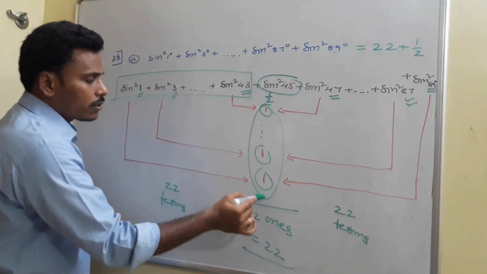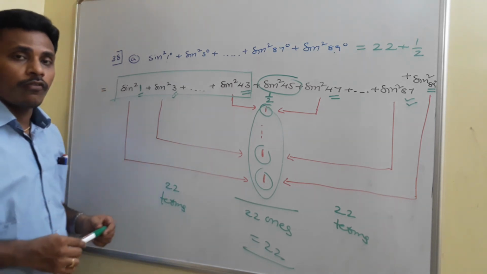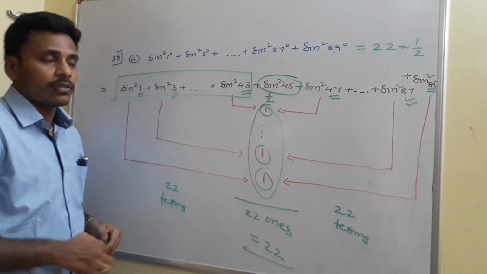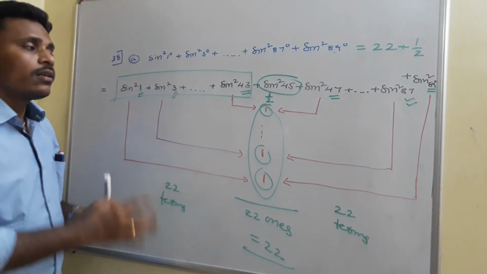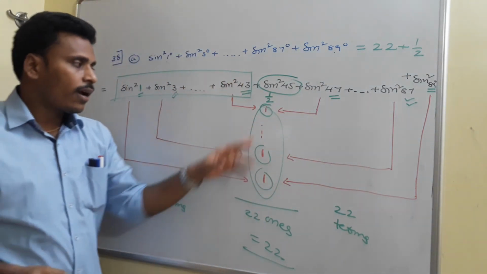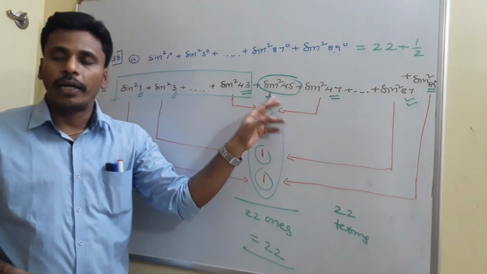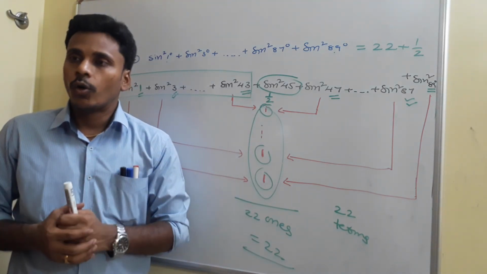So there are many ones. How many ones? To count the number of ones, you need to count the number of terms. Here there are 22 terms. There I have 22 terms. Totally 22 ones we will get, and then 22 ones along with 1 by 2. And your answer for this is 22 and 1 by 2.